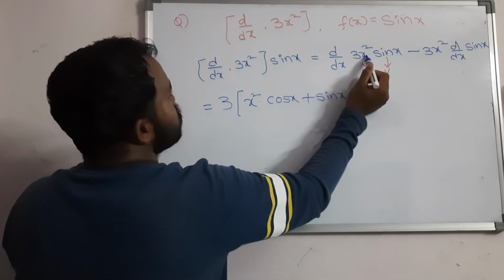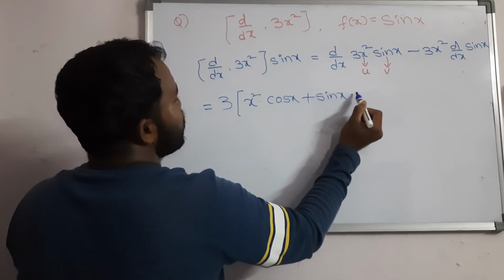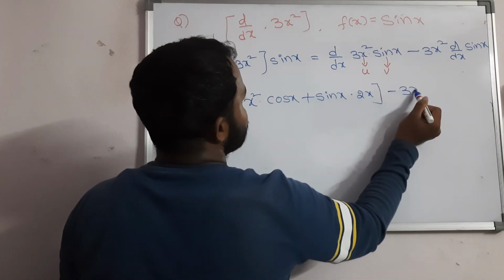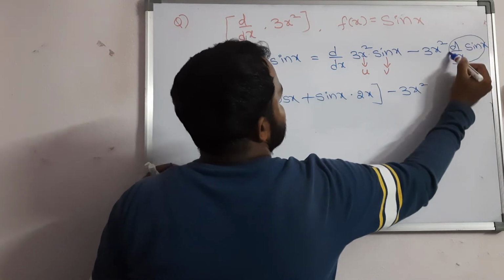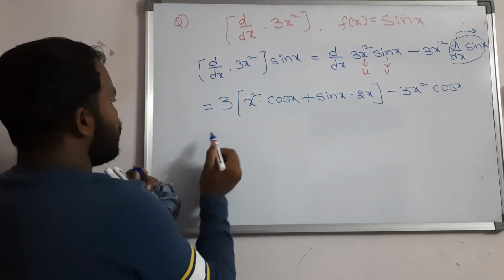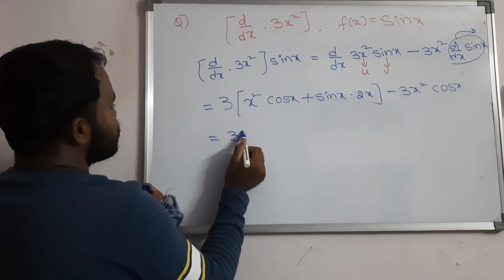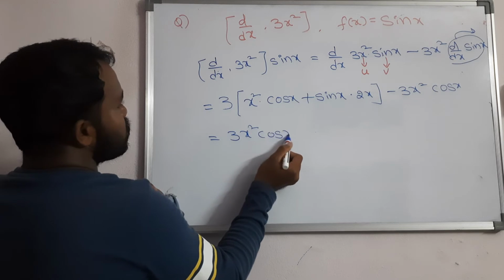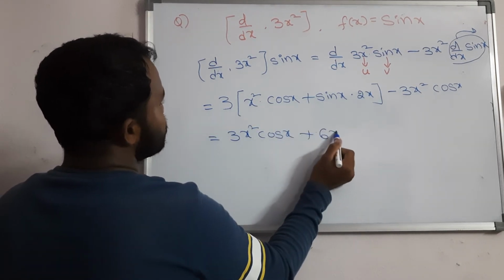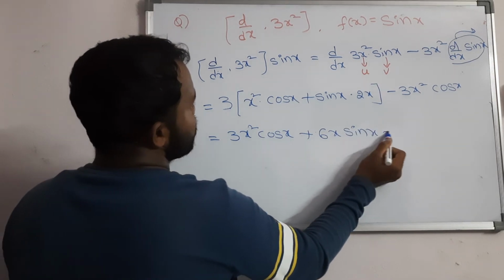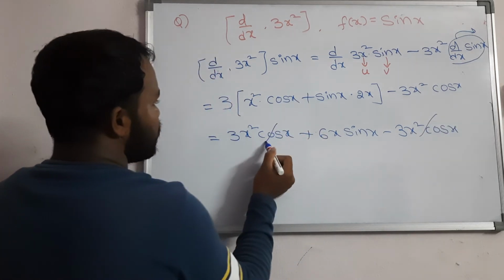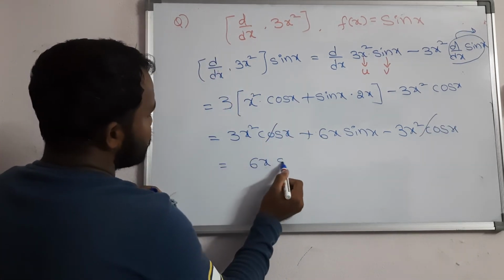V is as it is. Do the differentiation for x square. The differentiation of x square is 2x. Minus 3x square into d by dx of sin x, which is cos x. Whenever it is on the right side, you should write the differentiation. So 3x square cos x plus 3 into 2, which is 6x, sin x, minus 3x square cos x. So this term gets cancelled and we are left with 6x sin x.